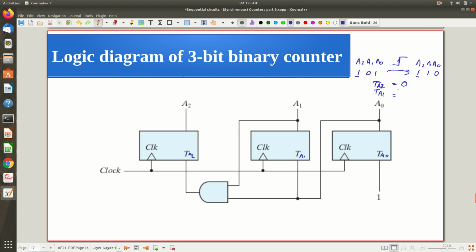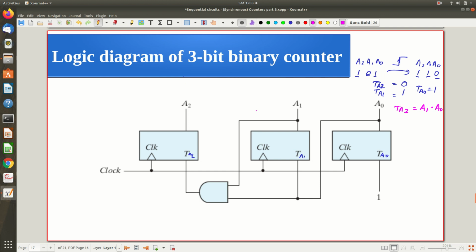Similarly for TA1, the bit is toggling from 0 to 1, so the input should be 1, then only the toggling will happen. And similarly the last bit is also toggling, so TA0 should also be 1. Like that for every state transition we saw what TA2, TA1 and TA0 are, and then we simplified the expressions for these three inputs as a function of the current state A2, A1, A0. We saw that TA2 is nothing but A1 and A0.